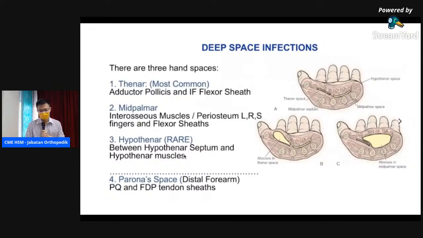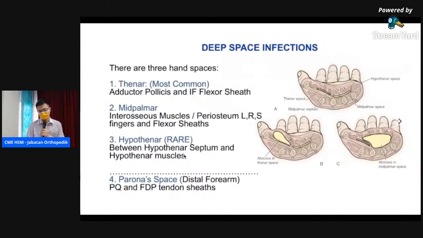Next is the mid palmar space and the hypothenar space. Palmar space is not in the palm, it is in the distal forearm, around the wrist area, volar area as well. And the important thing is that these spaces are potential spaces. They are not real spaces. These spaces open up only when there's an infection, when there's a collection.